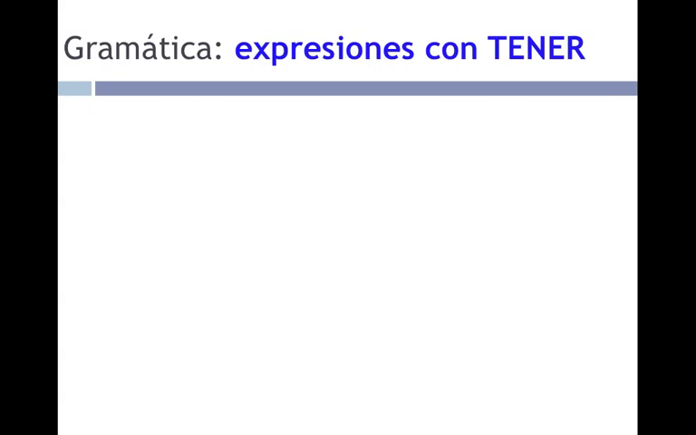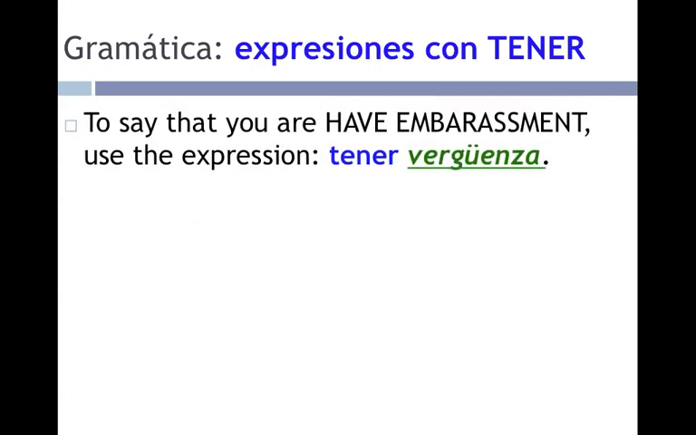Bueno, y las tres finales, to say that you are embarrassed, you have embarrassment, you use the expression tener vergüenza. Repitan, tener vergüenza. The two little dots above the U signify that the U is pronounced gue, vergüenza. If it were missing those, you would just skip past it and pronounce the E. It would be silent. It would be ge.